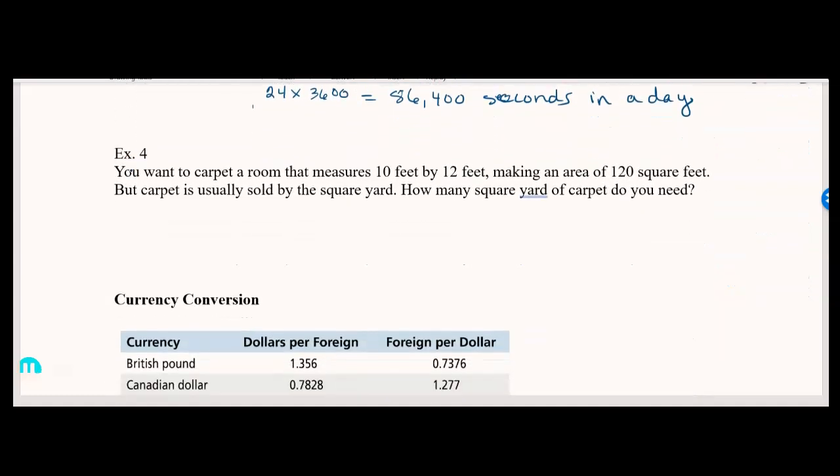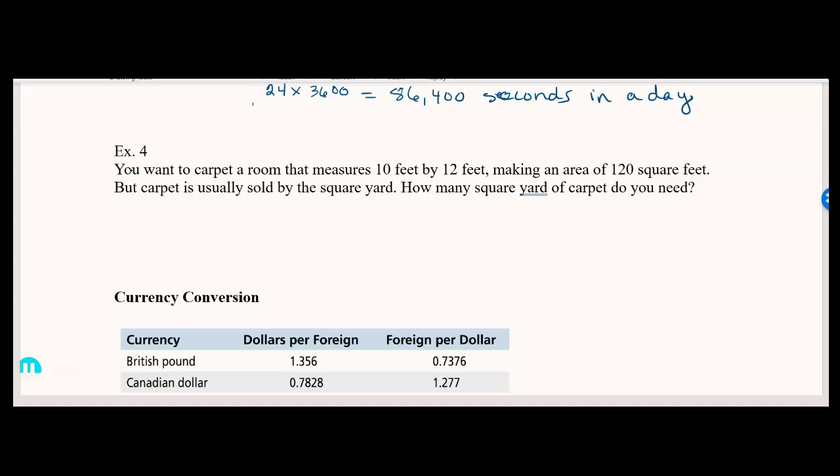Example 4. You want to carpet a room that measures 10 feet by 12 feet, making an area of 120 square feet. The carpet is usually sold by the square yard. How many square yards of carpet do you need?